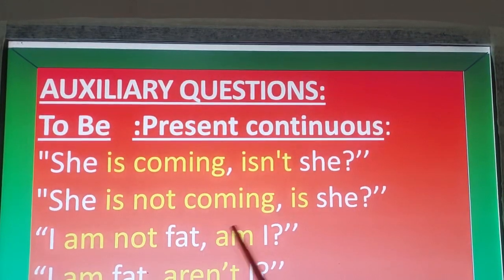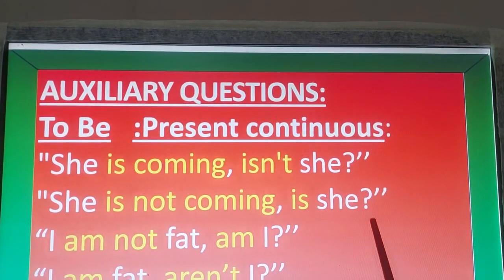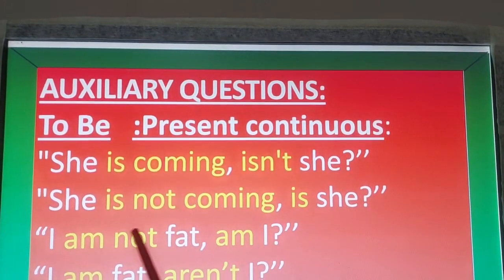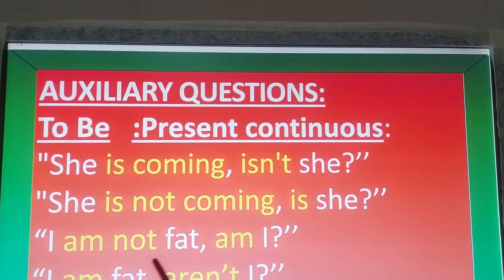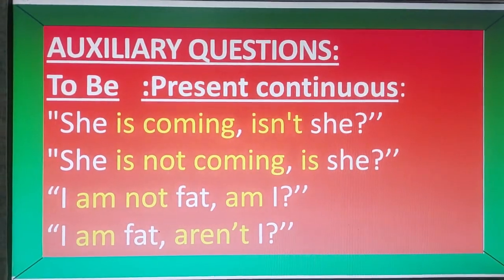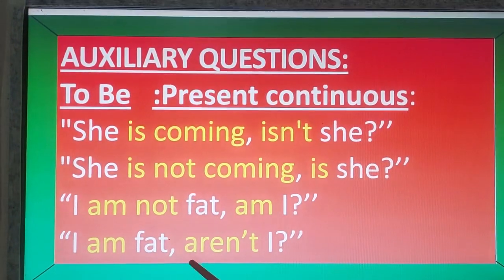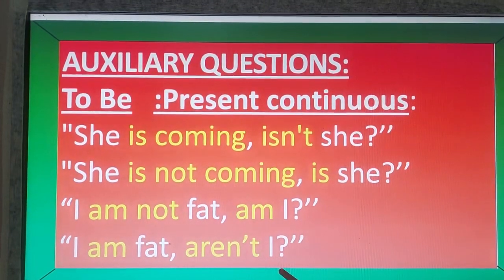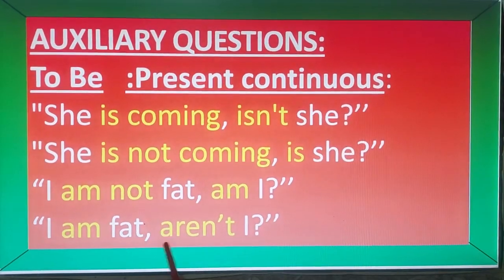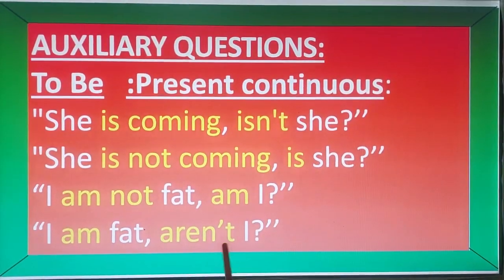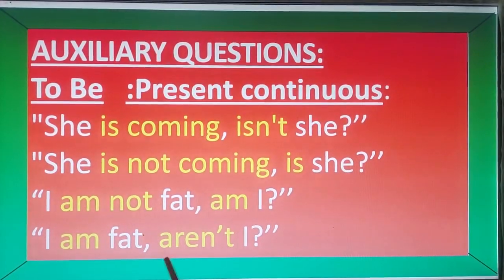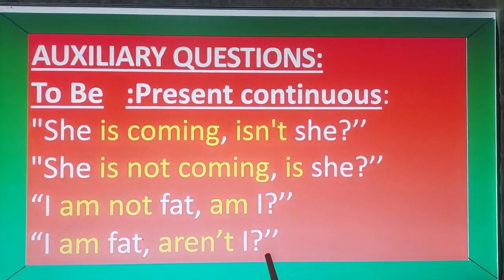Second, she is not coming, is she? The statement is negative, so the tag question becomes positive. I am not fat, am I? I am fat, aren't I? Here it's aren't I, not amn't I or something like that. We say I am fat, aren't I? Or am I not?